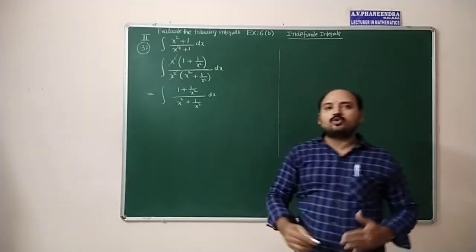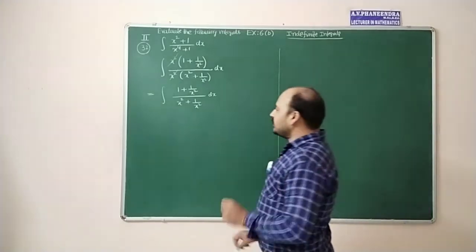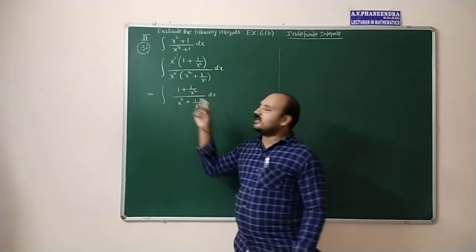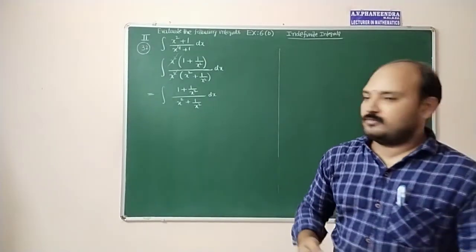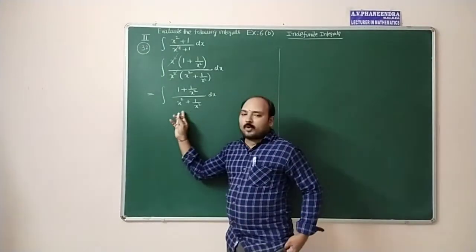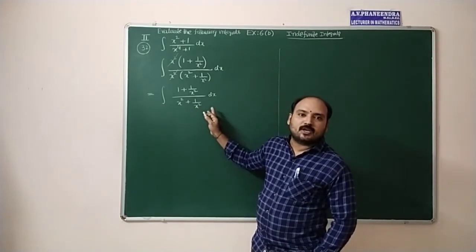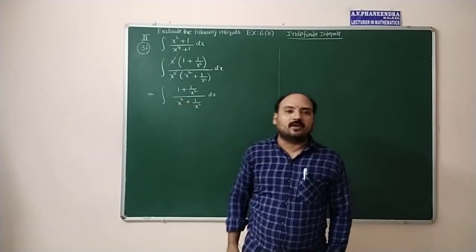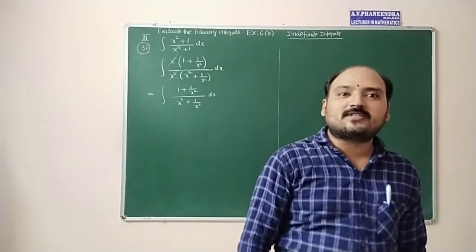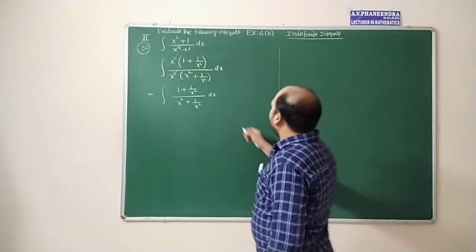After this step, how to proceed? The doubt will arise. Here, for 1 + 1/x², for what function is it the differentiation? And also think about the denominator, x² + 1/x², which can be written as (x)² + (1/x)². That means a² + b².